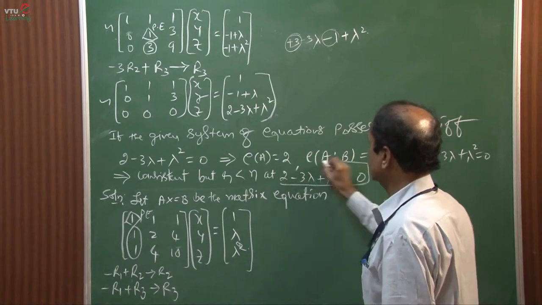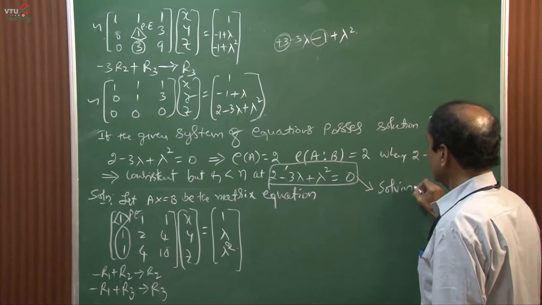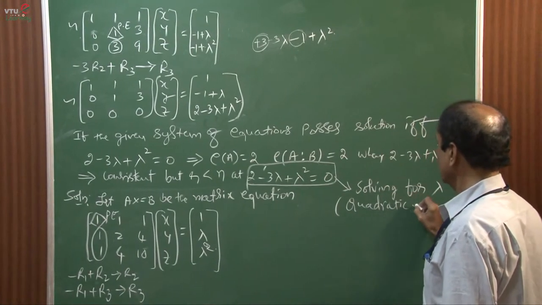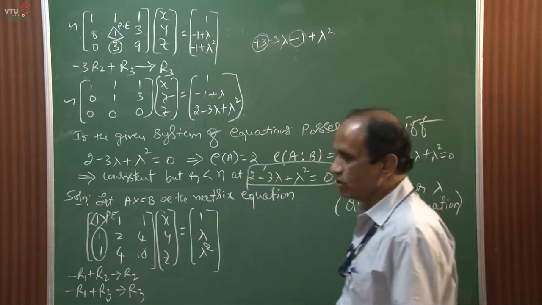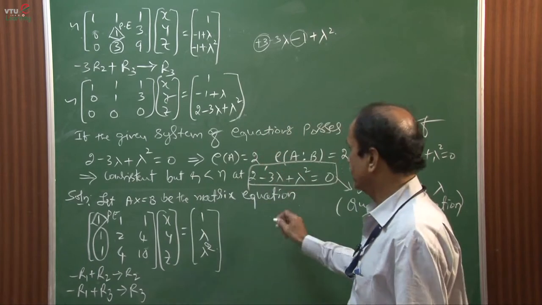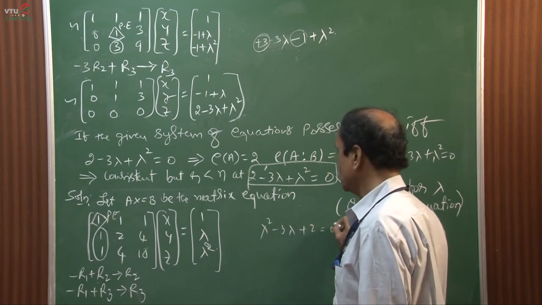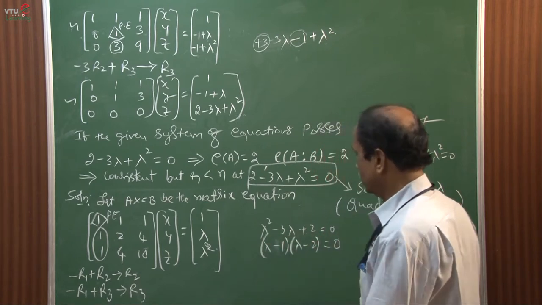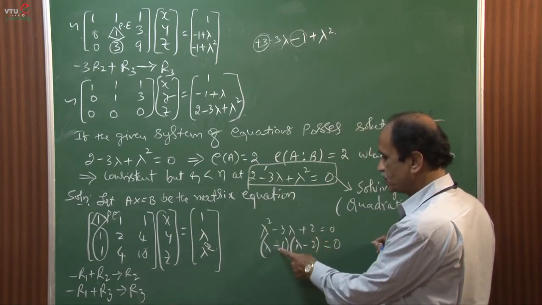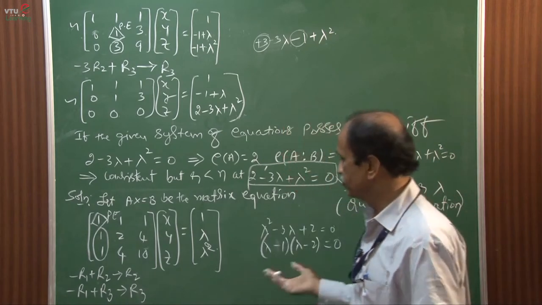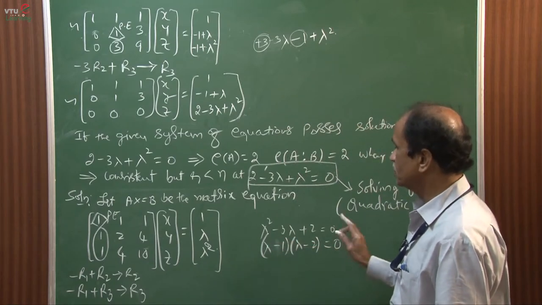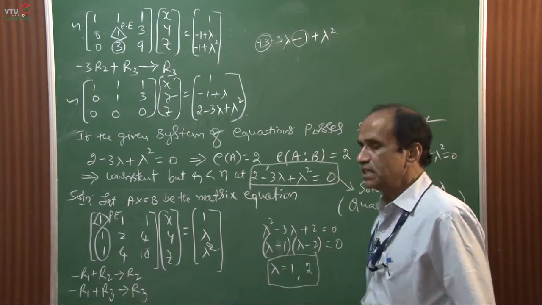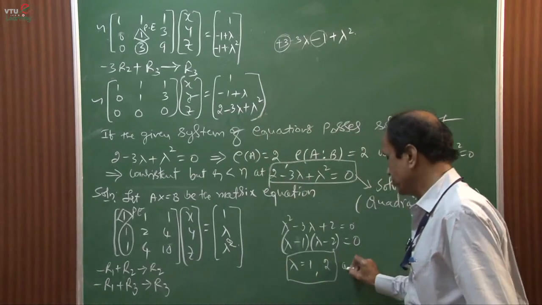Now, what are those values we have to identify? From this equation, we will solve for lambda, because it is a quadratic equation. Since it is a quadratic equation, we must have two values of lambda. Therefore, lambda square minus 3 lambda plus 2 is equal to 0. This can be taken as lambda minus 1 into lambda minus 2 equal to 0, because minus 1 and minus 2 together make minus 3. So, lambda is equal to 1 and lambda is equal to 2 are the two different values, real numbers, not complex numbers.